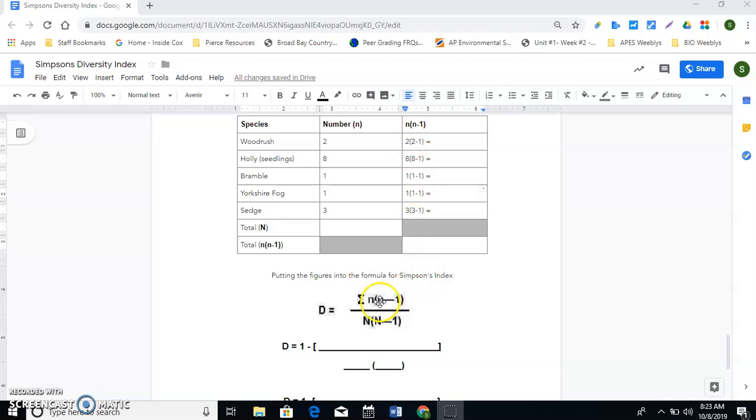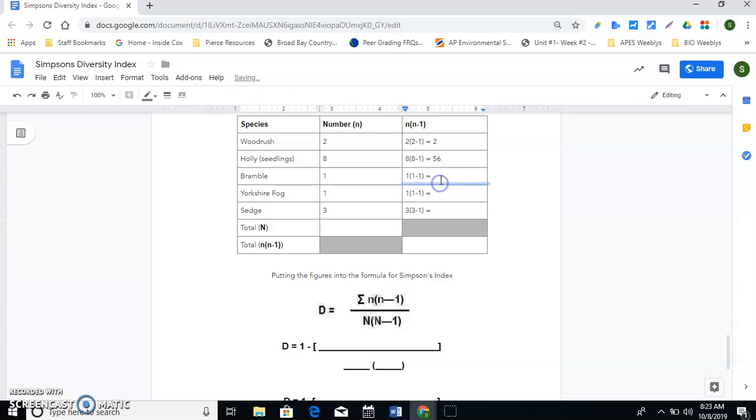n multiplied by n minus 1. So 2 multiplied by 2 minus 1 equals 2. 8 times 7, 56. 1 times 0, 0. 1 times 0, 0. And then 3 times 2, 6.